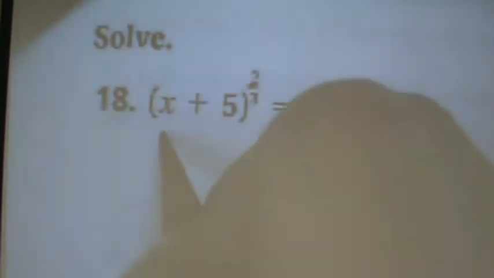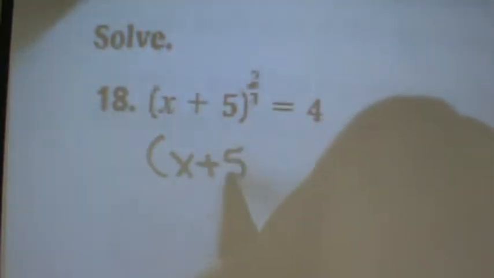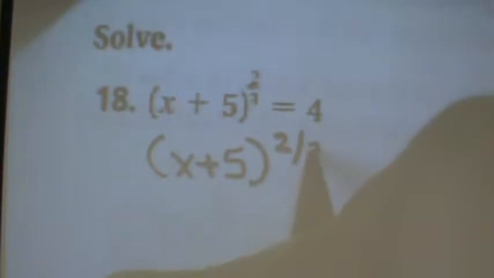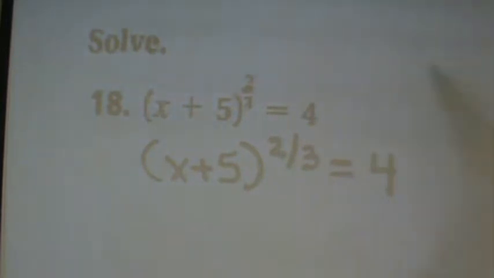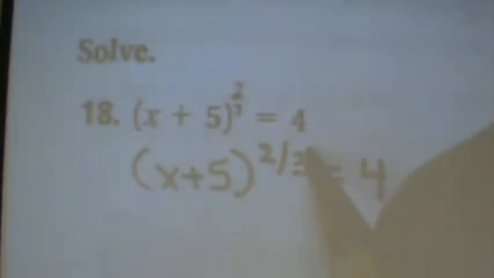Number 18, x plus 5. Now, this is where I told you, look at your numerator. It's a 2. How many answers are there going to be? 2. What should you do? I would cube both sides first. To get those 2 answers, I would raise this to the 3rd power, raise this to the 3rd power.